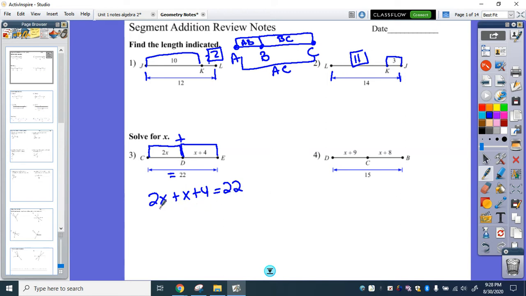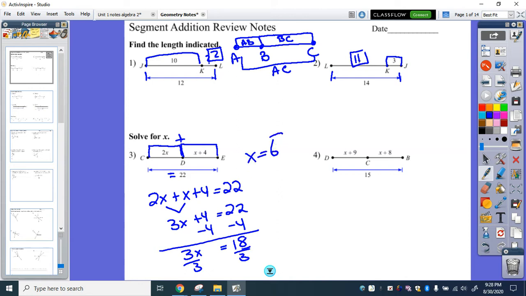Now we need to combine like terms. Well, 2x plus x would give me 3x plus 4 equals 22. How do we solve a problem like this? Well, we subtract 4 on both sides. So we get 3x equals 18, divide both sides by 3, and we end up that x equals 6.